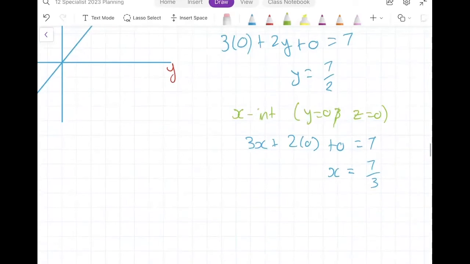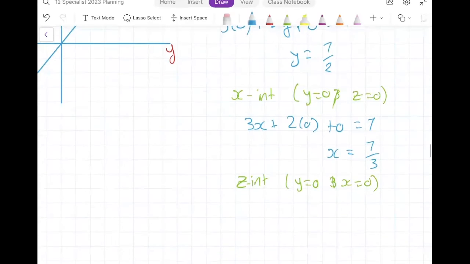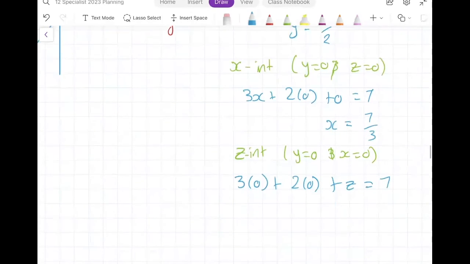And the final one, to find my z-intercept, that's kind of the new part that we haven't done before. Well, that's when both y equals 0 and when x equals 0. That is going to be 3 times 0 plus 2 times 0 plus z equals 7. So that means that z simply equals 7 in this case. So I've got my 3 intercepts.